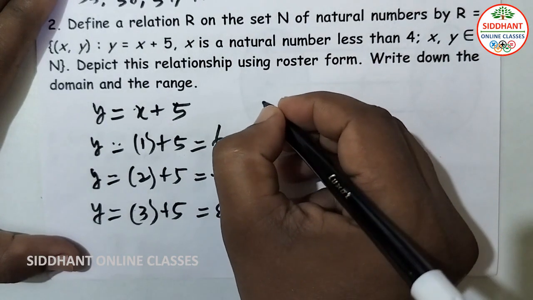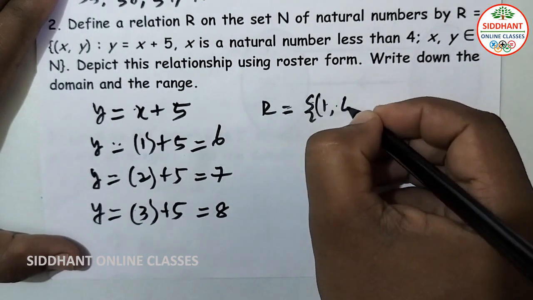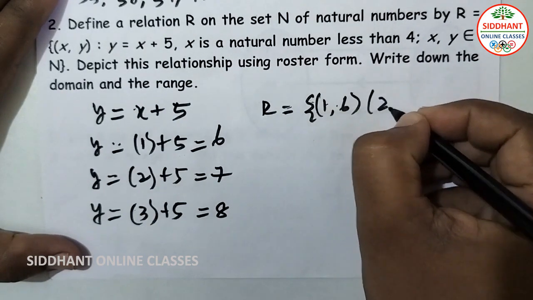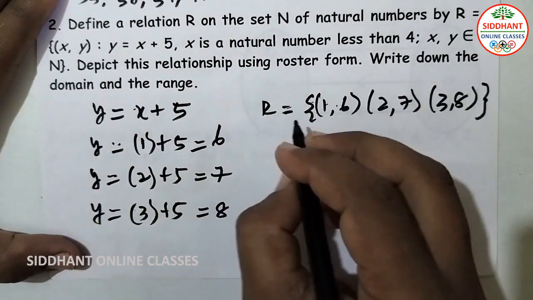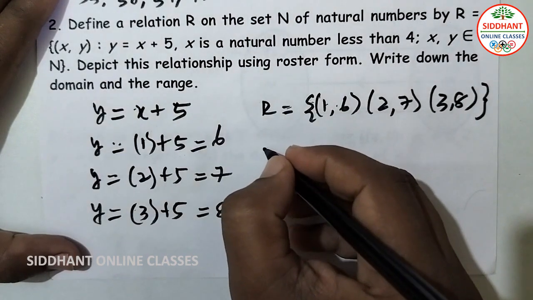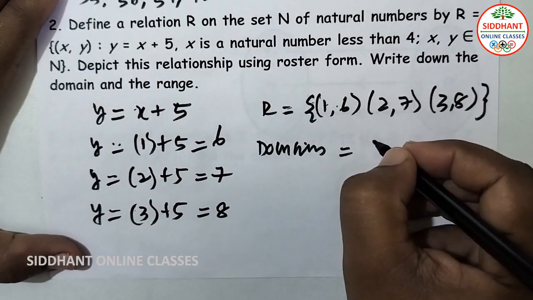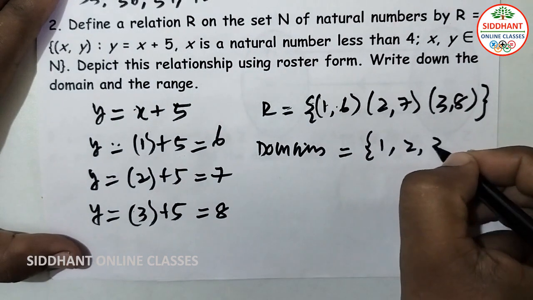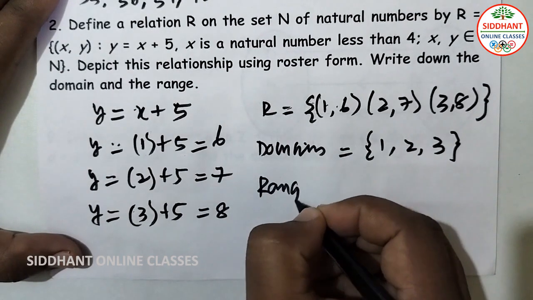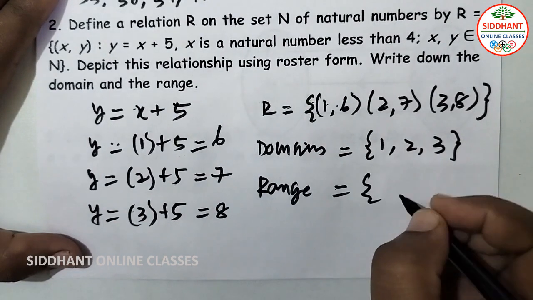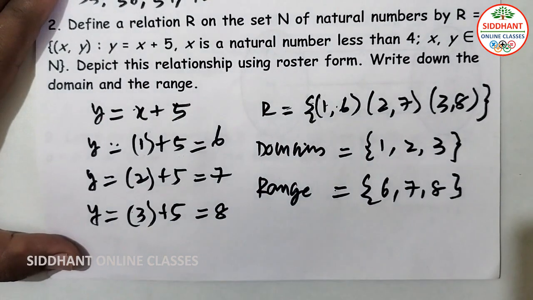Now in roster form, the relationship will be {(1, 6), (2, 7), (3, 8)}. So this is the roster form. And the domain will be {1, 2, 3}, and the range will be the outputs 6, 7, 8.